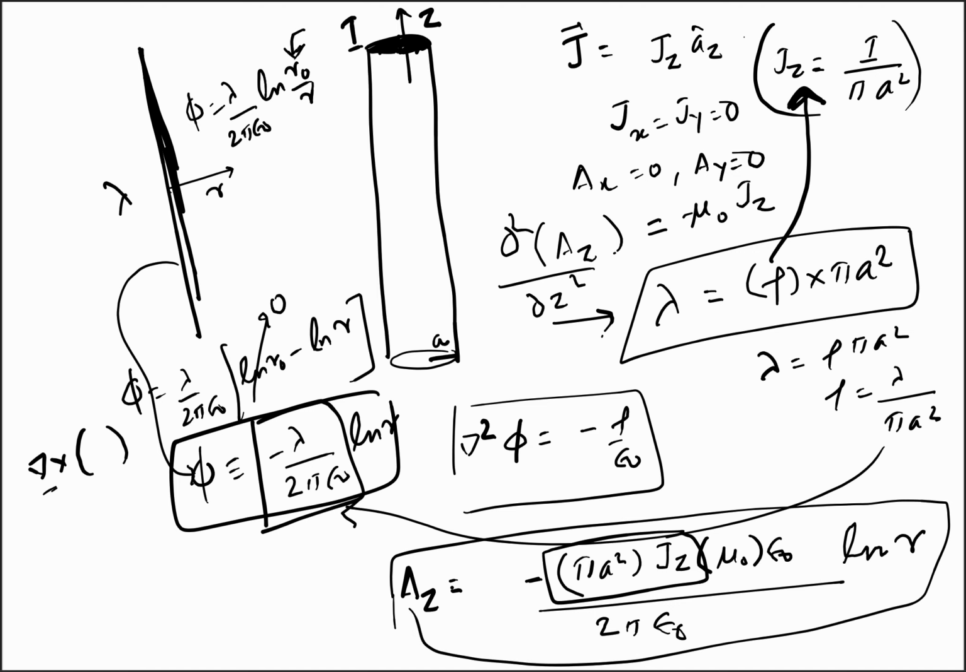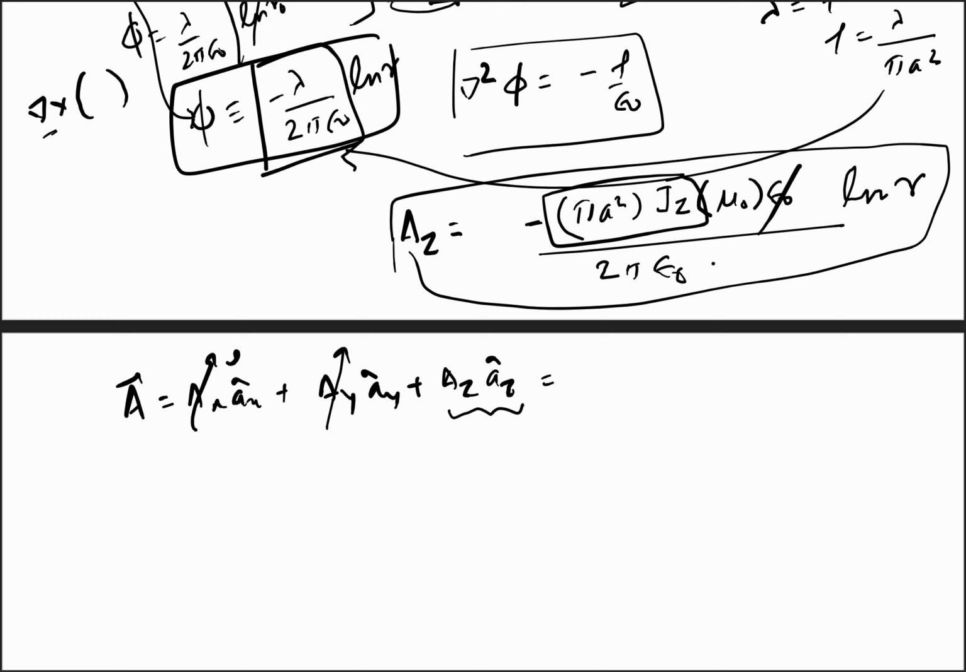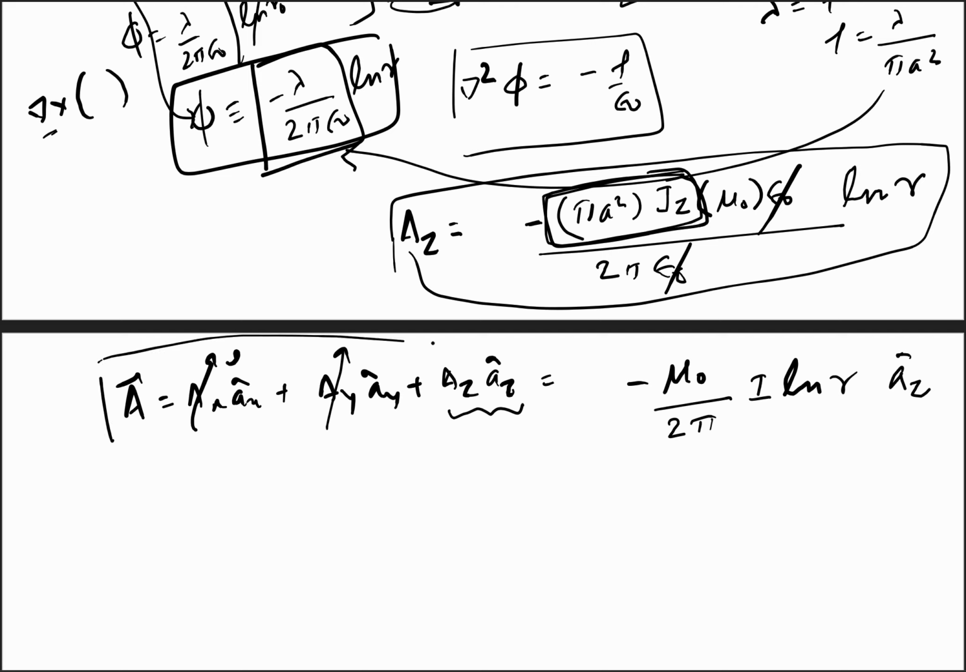So it is easy now because we can write the total vector potential A is equal to Ax plus Ay plus Az, where this is equal to 0, this is equal to 0, and only this quantity is there, and I can write it as mu naught upon 2 pi I, because now Jz into pi a square is simply the total current I, natural log r. And this direction is az.